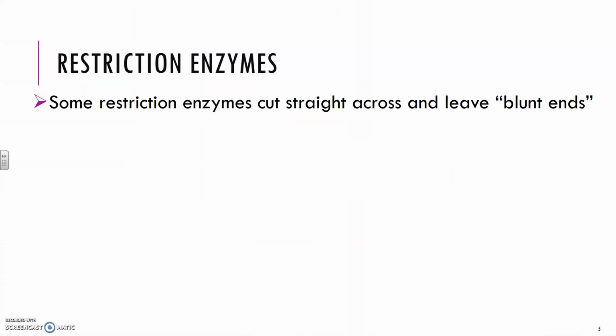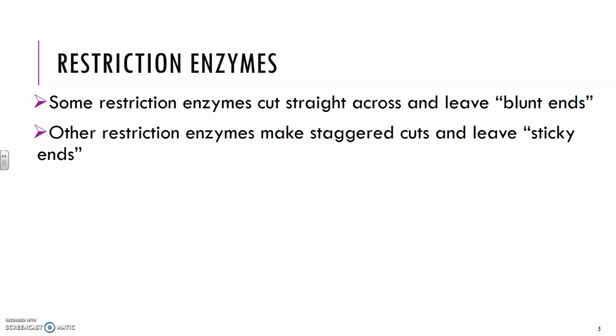Some restriction enzymes will cut straight across the DNA, so there is no zigzag pattern. It's just right across the 2 strands of DNA, and that leaves what are known as blunt ends. They are very short ends, very straight across. You also can have what are known as sticky ends. These are your staggered, zigzag type cuts.